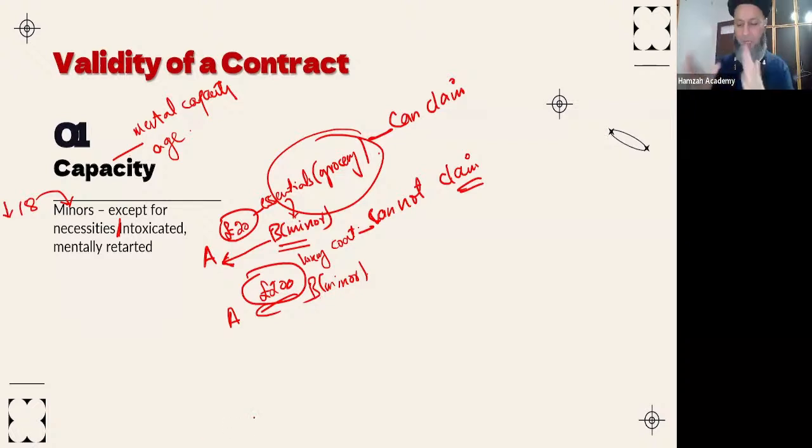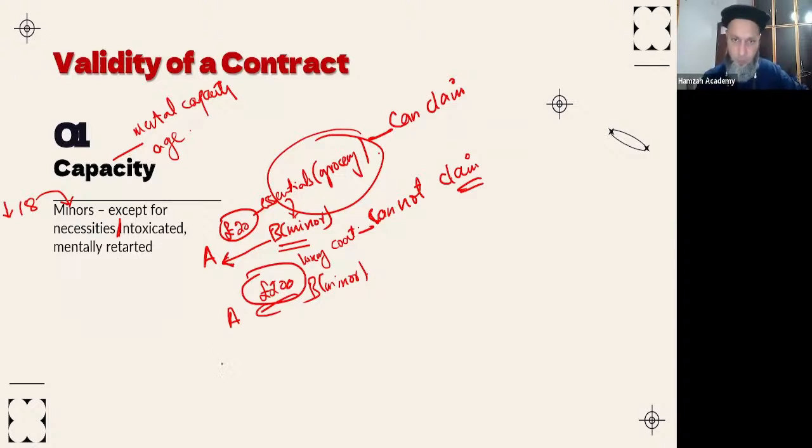So if a minor comes to me and he wants some necessities, I will give the necessities and I can claim that later on. But if it is a luxury item, a non-essential item, not necessary for life, and I give him that, I cannot claim it from him later on. For example, he comes to me and buys a car from me and tells me I'll pay later on. I cannot sue him later on because he's a minor and a car is not a necessity.